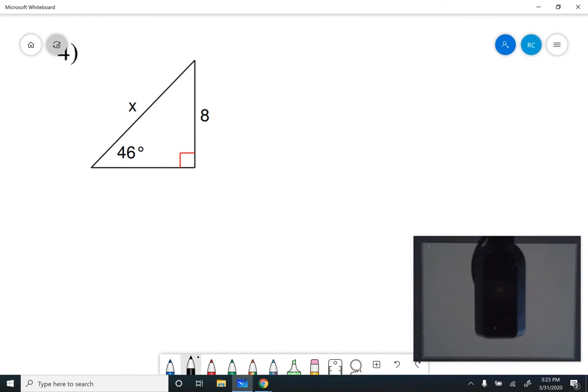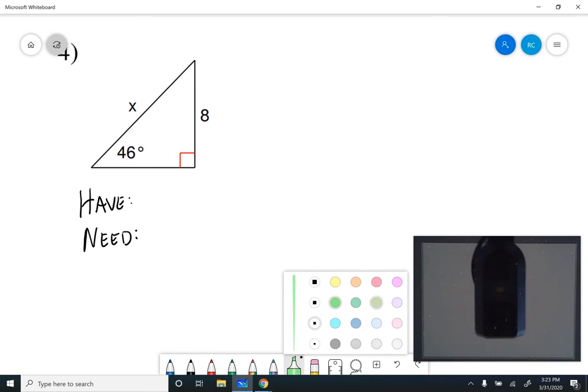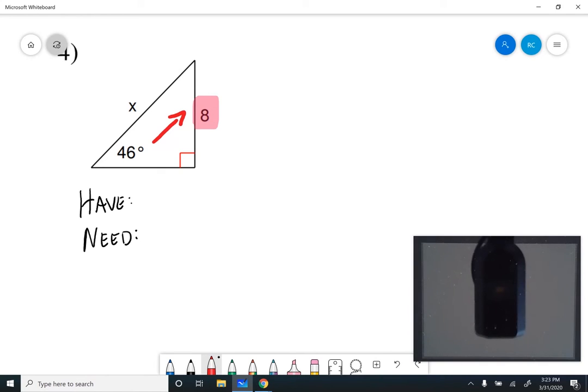Okay. What do we have? What do we need? Pause the video. Ready, set, go. We have the opposite leg. Notice that here's the 46 degree angle. That opposite side is not a part of that angle. That's how you know it's the opposite. And it looks like we're looking for the hypotenuse.